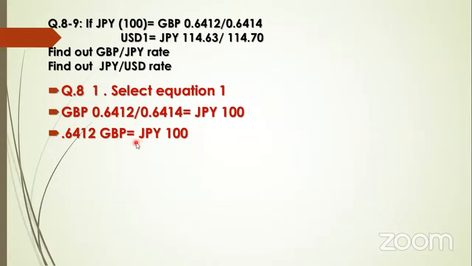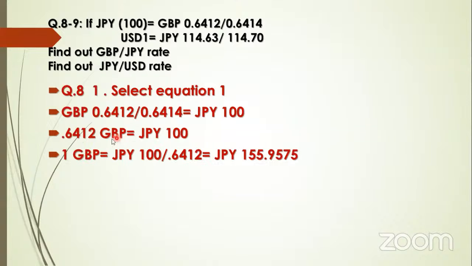Then 1 pound is equal to how much? This is a fraction of the pound equal to Japanese yen 100. Then 1 full pound is equal to how much? The next step: 1 pound is therefore 100 divided by 0.6412. Understood or not? 0.6412 pound is Japanese yen 100, so 1 full pound is equal to 100 divided by 0.6412. You will get 155.9575. Simple arithmetic. Now the next one.